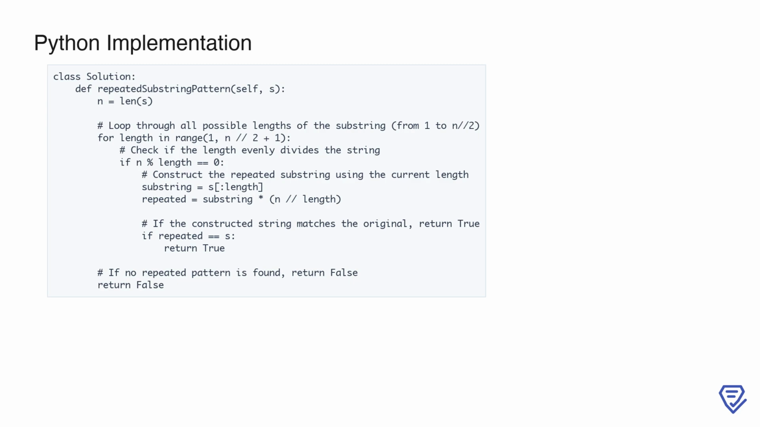Next, we construct a new string by repeating this substring enough times to match the length of S. If the constructed string equals the original string, we return true immediately, indicating that S can indeed be formed by repeating this substring. If no such substring is found after checking all possible lengths, we return false at the end, indicating that S cannot be formed by repeating any substring. This approach efficiently checks all possibilities while avoiding unnecessary computations, and it ensures correctness by thoroughly verifying each candidate substring.